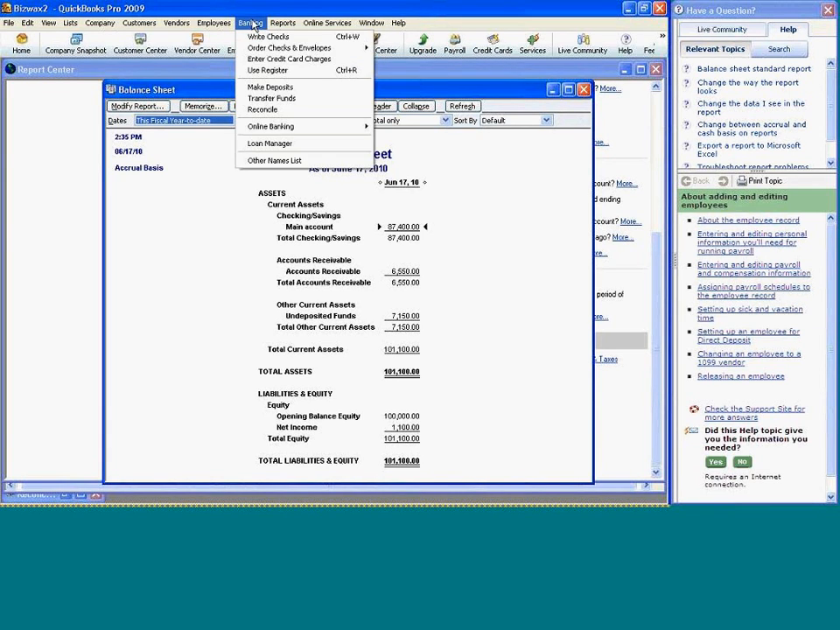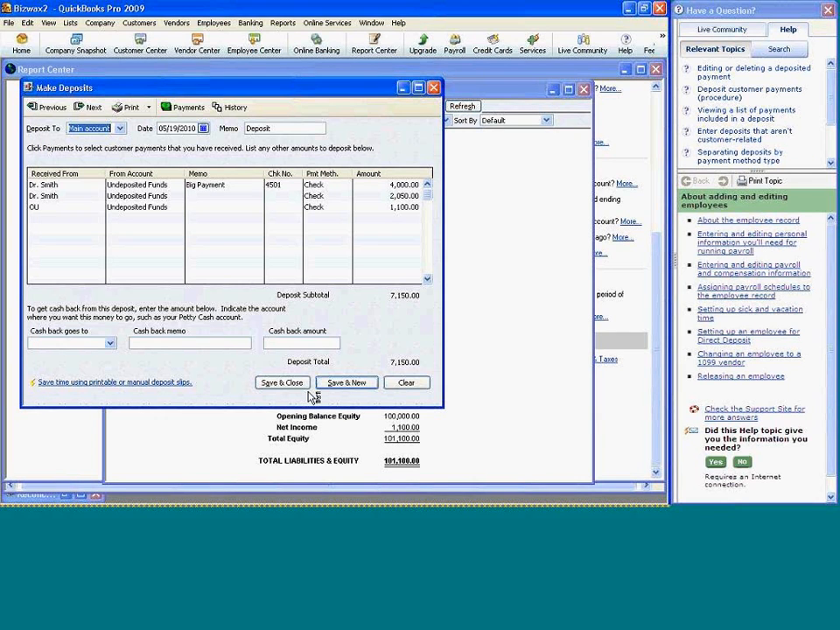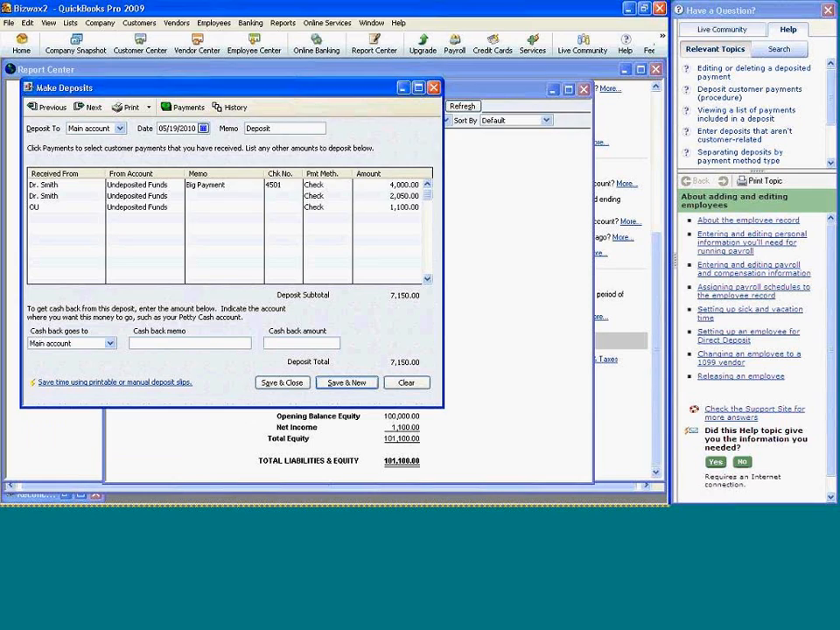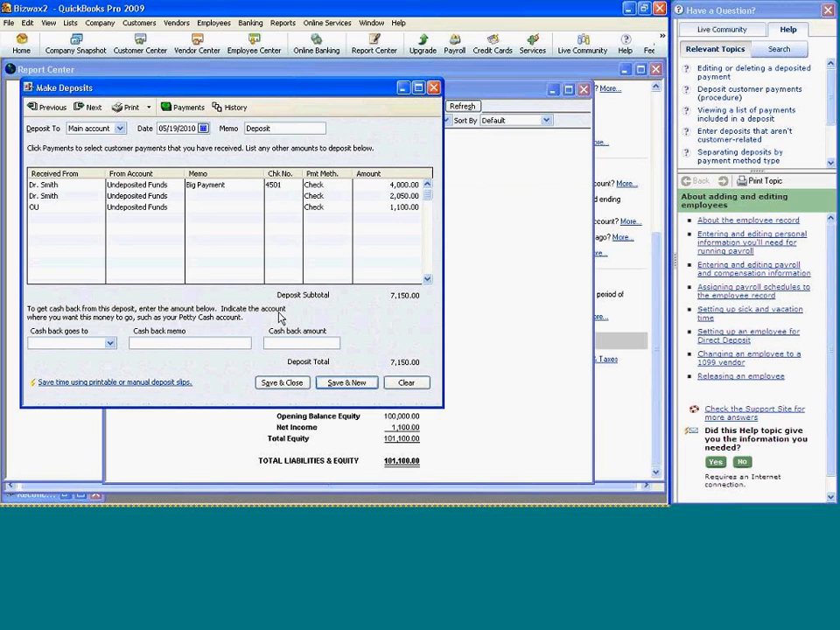Then we go to the bank, and I forgot to do something. Over here, we have our payments. And now I'll deposit them all. I forgot to do that before. And the cash goes back to the main account. Just set up differently.